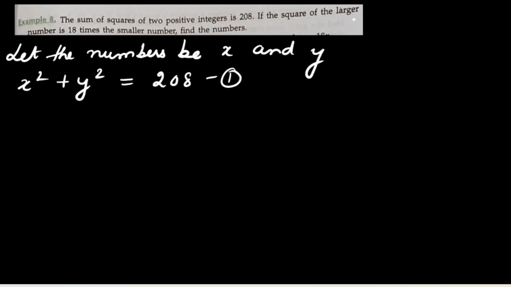The square of the larger. Simply we can assume here also, because if two numbers are there, it's understood one number will be greater and the other one will be smaller.